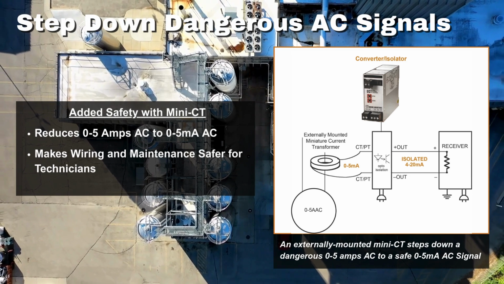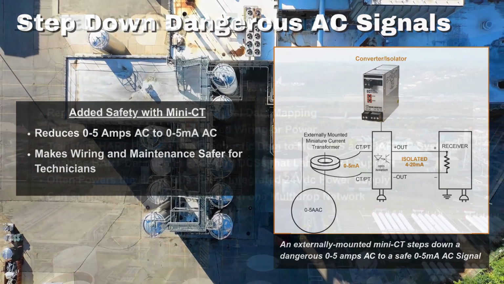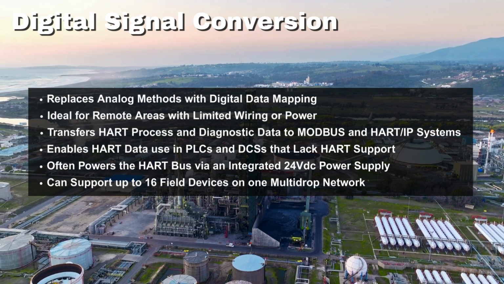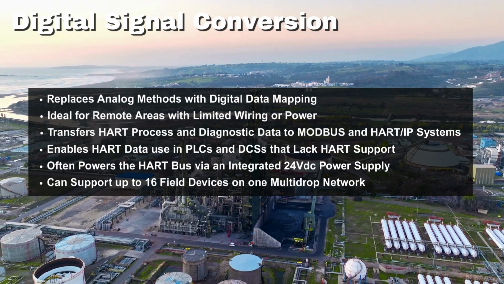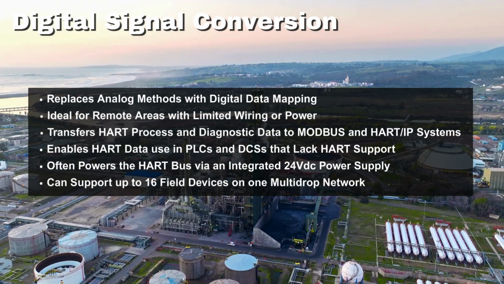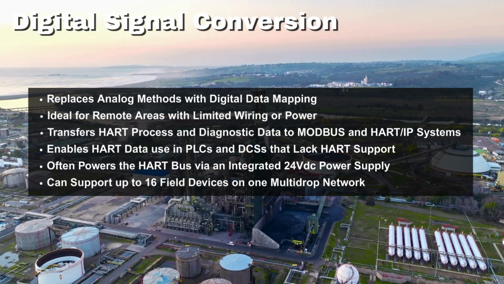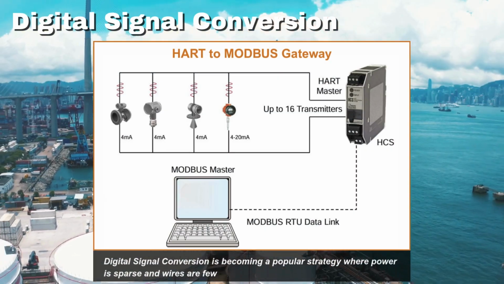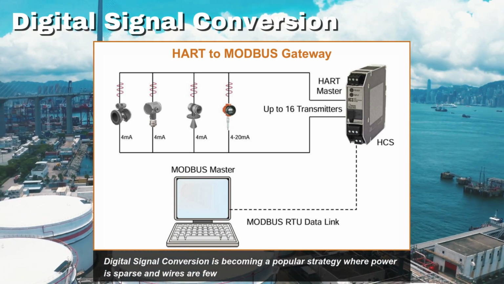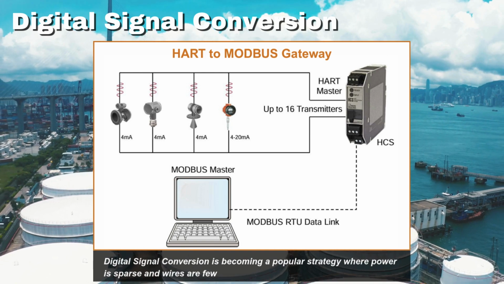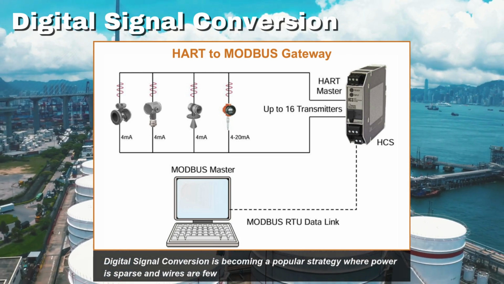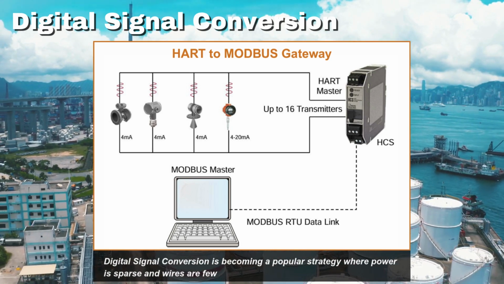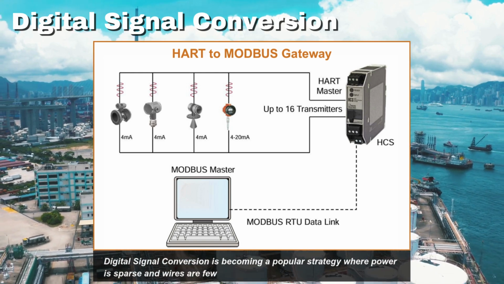Next, we'll look at how digital signal conversion takes these principles even further. Digital signal conversion represents the next step in signal interface technology. Unlike traditional analog isolators and converters, digital converters use data communication protocols to transfer and translate signals, an approach that's especially useful in areas with limited wiring or power. A common example is converting HART digital signals into the Modbus RTU protocol. Because most PLCs and DCSs accept Modbus, this allows HART data, like process variables and diagnostic information, to be easily integrated into control systems that don't natively support HART.